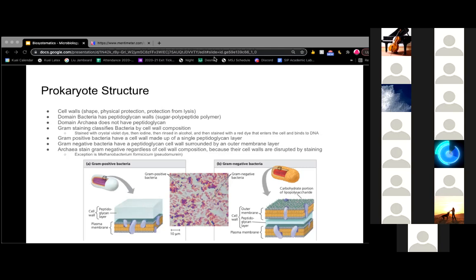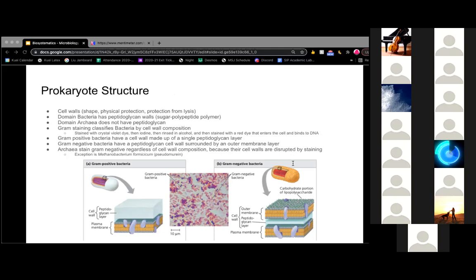Specifically, gram-positive bacteria have a cell wall made up of a single peptidoglycan layer, which retains the crystal violet dye, since it's a lot thicker than the peptidoglycan layer of gram-negative bacteria. On the other hand, gram-negative bacteria have a peptidoglycan wall that's surrounded by an outer membrane layer, and the outer membrane accounts for a lot of the thickness of the whole envelope, and thus the thin peptidoglycan cell wall of the gram-negative bacteria is unable to retain the crystal violet dye. So instead of having a crystal violet color, it has the color of the other dye, which is the red dye that binds to the DNA.